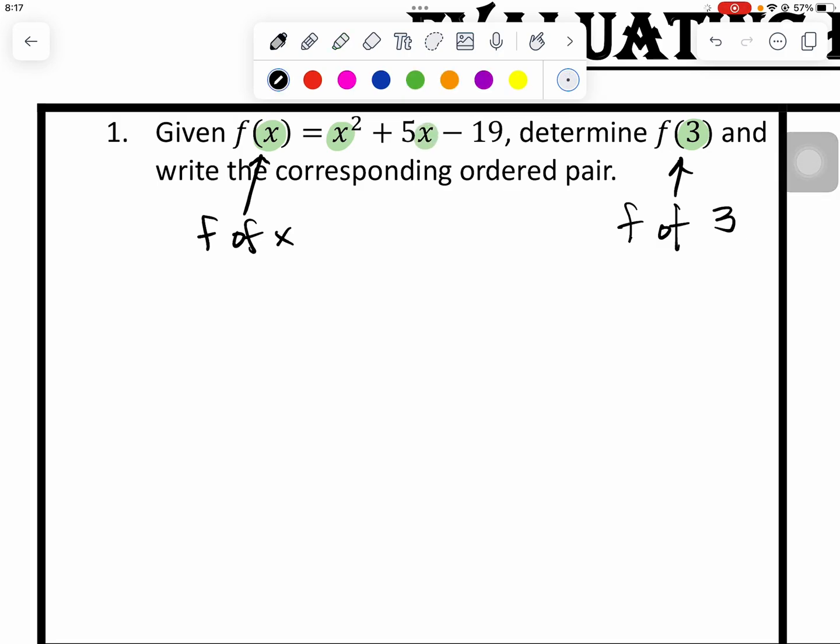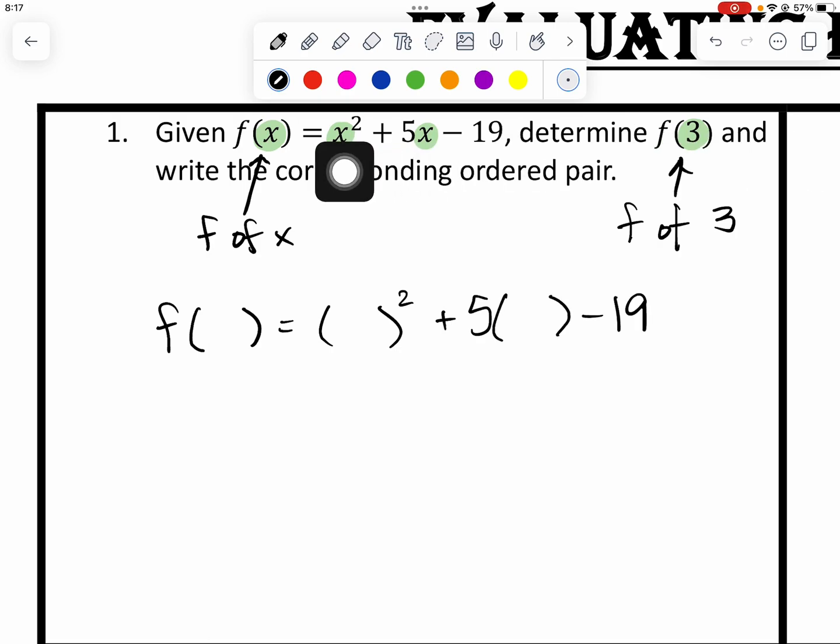Now, before we just go putting that number there, what I'd like you to do for your very first step is replace every x with a parentheses. Instead of writing the letter x, the variable x, we put parentheses instead. So f of x equals x squared plus 5x minus 19. And then we put the given function value that we were looking at the first time. So I take that 3 and I substitute it in everywhere I had an x.